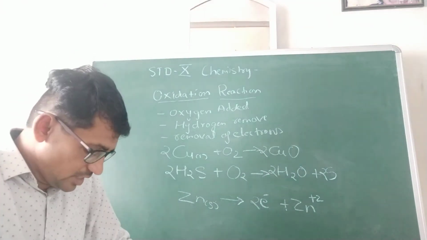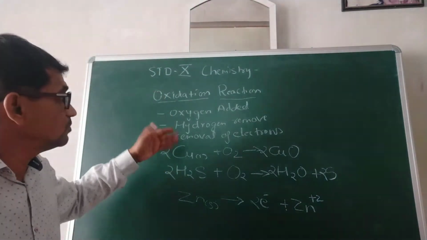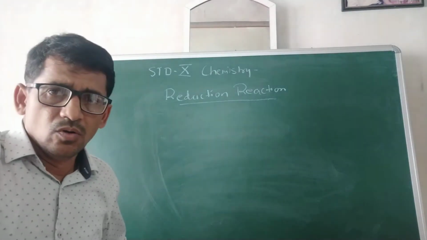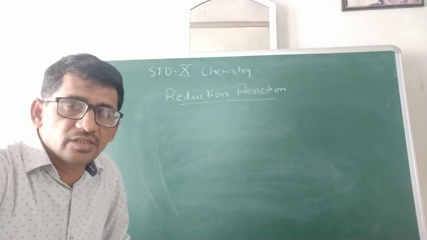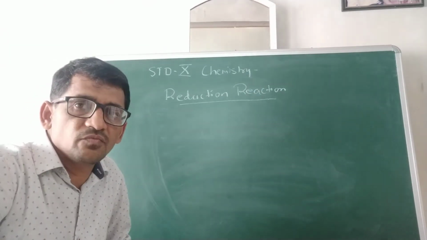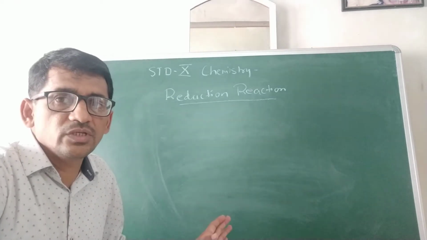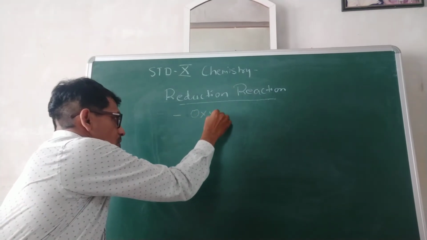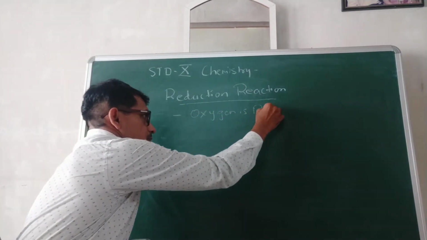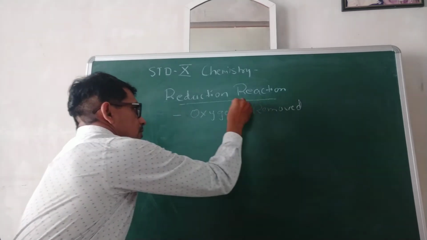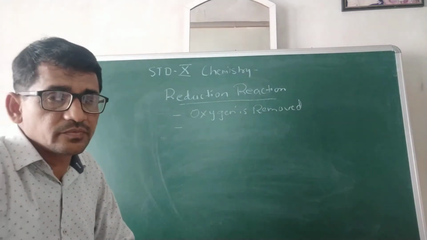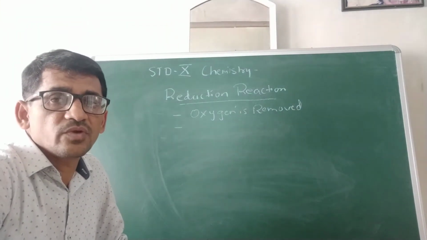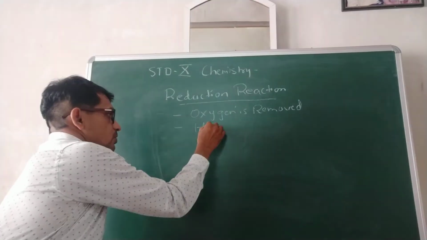Now we will study the second reaction, that is reduction reaction, in terms of oxygen, hydrogen and electron. Reduction reaction in terms of oxygen: in oxidation reaction, oxygen is added, so here oxygen is removed. So the first reduction definition is oxygen removed. Second, in terms of hydrogen, hydrogen is added. The reaction in which hydrogen is added is known as reduction reaction.